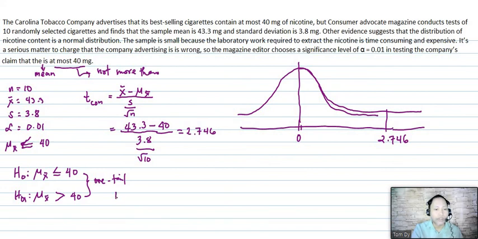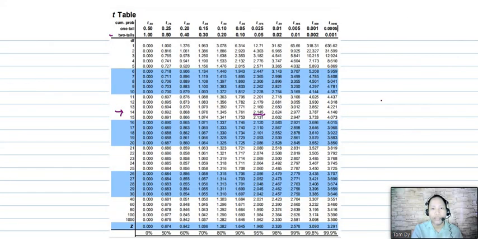Now t table, t tab, that is found in our t table. Take note, we have here an alpha which is equivalent to 0.01. So again, this is one tail. So we will look at the value of our alpha, which is equivalent to 0.01, one tail. And then take note of our degrees of freedom. If n equals 10, then our degrees of freedom is 10 minus 1, that is equivalent to 9. So this is 9, and then we have here one tail, 0.01 alpha level.